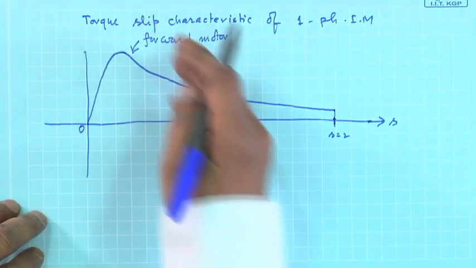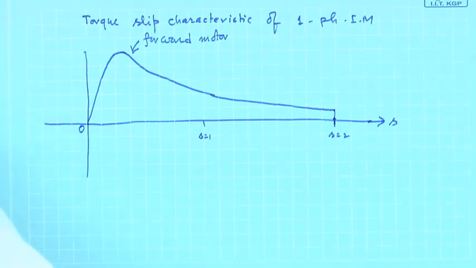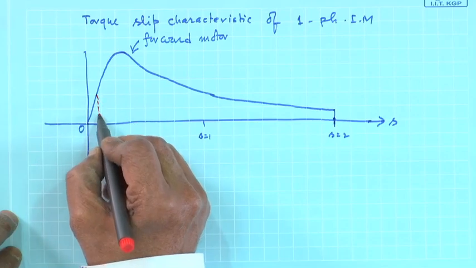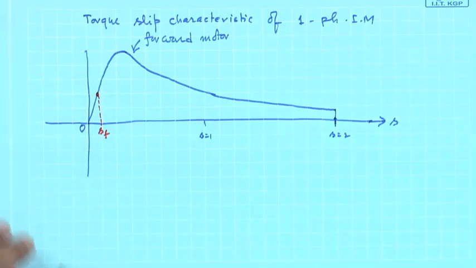So, the forward motor torque slip characteristics is this. Suppose the machine is operating at this forward slip sf, how much torque has it developed? This much. But the story does not end there, you cannot say that this is the net torque.